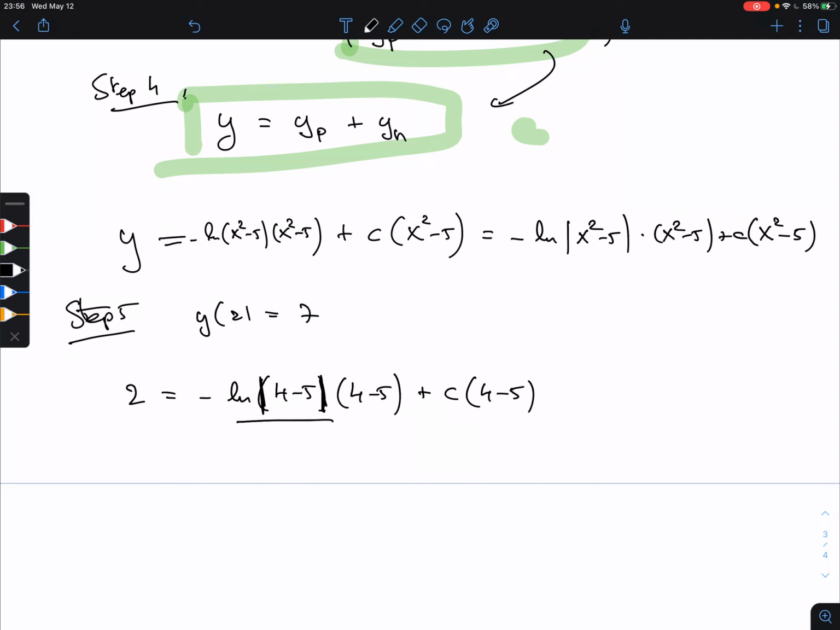Technically, we should put absolute values there. We don't, because it's easier not to write them. But when we plug in things, we have to be careful. And if it's a negative number, we really have to take its absolute value.